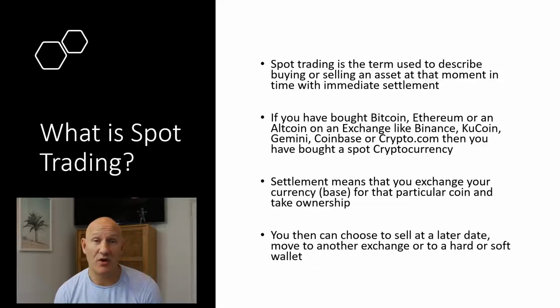So let's jump in. To start off, let's talk about spot trading. Spot trading is probably what you've already done. If you've already bought Bitcoin or Ethereum or other altcoins on an exchange, that means you've traded spot. Spot trading is just the technical term people use in the industry for buying the physical asset for immediate settlement. And all settlement means is that you're exchanging base currency or fiat for that particular coin and you take ownership of that right away.